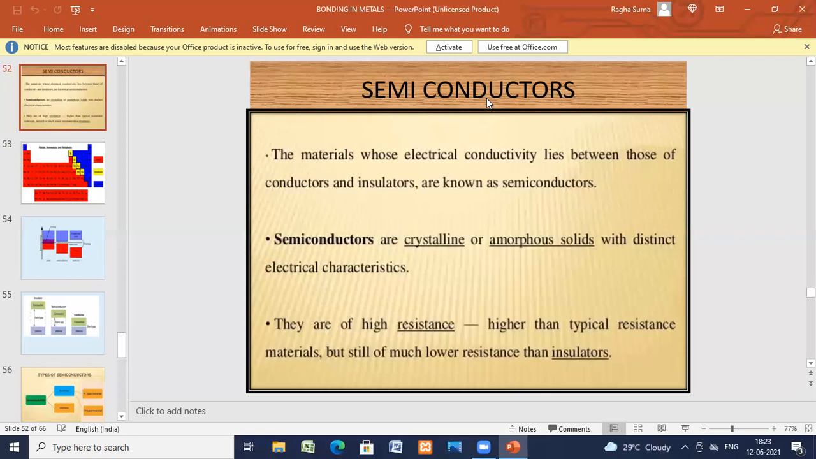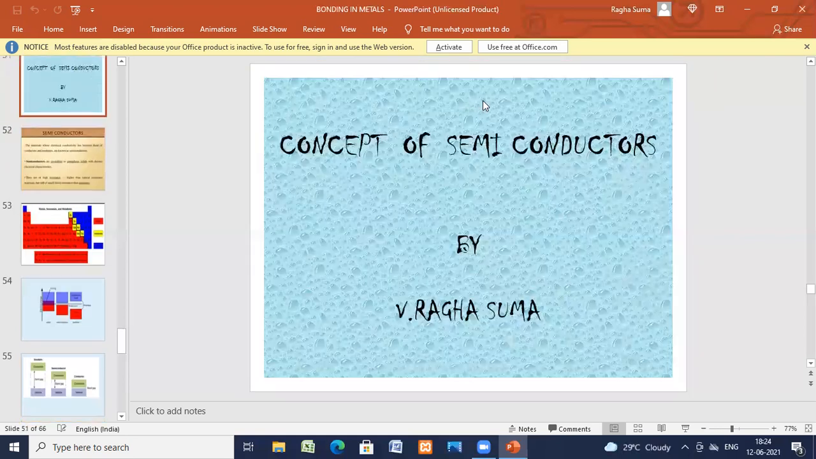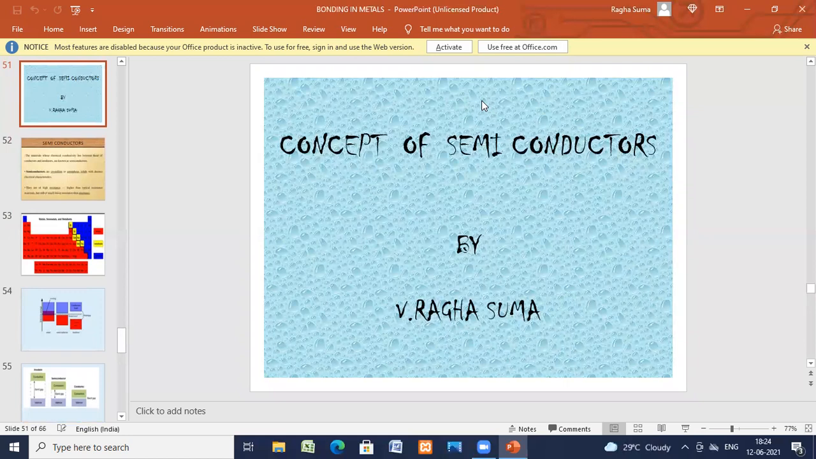So, based on the band model and molecular orbital theory, we are able to understand what is a metal, what are non-metal insulators, and what are the semiconductors. Now today we are going to discuss the semiconductors in detail. What are the different types of semiconductors? Today's topic is only about the semiconductors; the concept of semiconductors we'll see.